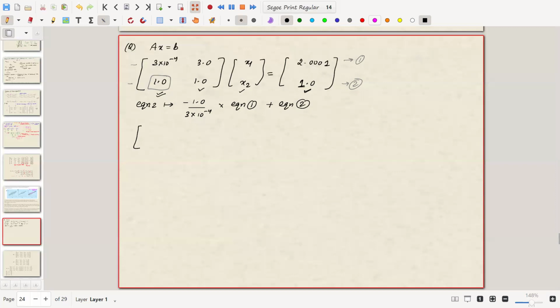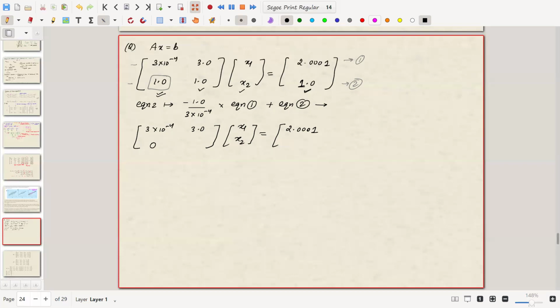If you do that, the first equation remains unchanged. We did not touch the first equation at all. The x1 and x2 solution are still the same, and the right hand side's first element is still unchanged. But the second equation will change according to this rule. I am multiplying this quantity by equation 1, then adding it back to equation 2. Can you see this element is 0?